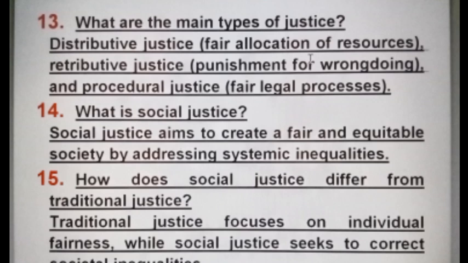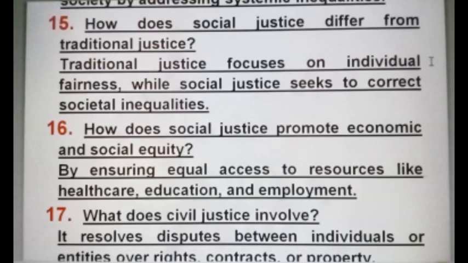What is social justice? Social justice aims to create a fair and equitable society by addressing systemic inequalities. How does social justice differ from traditional justice? Traditional justice focuses on individual fairness, while social justice seeks to correct societal inequalities.